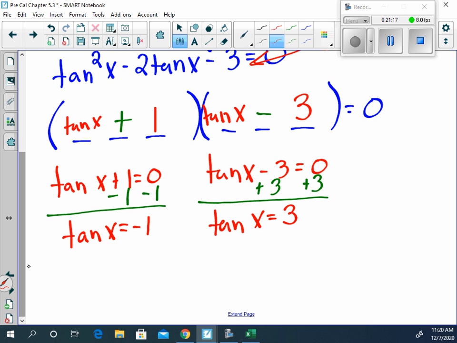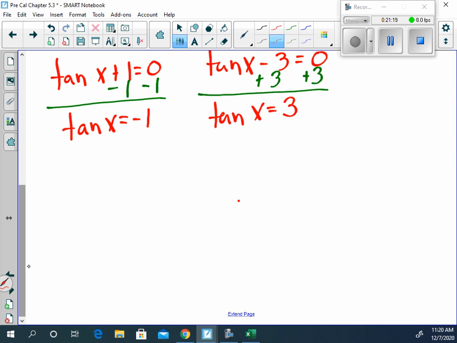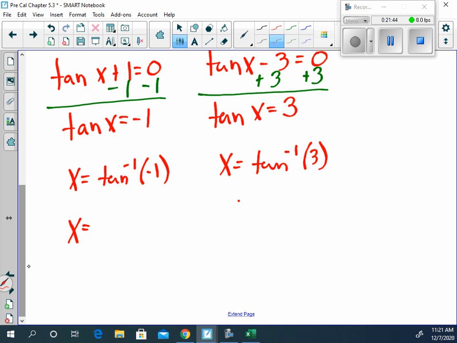Well, I can tell you right now, the unit circle is not going to tell us what value of x will make tangent equal to negative 1 or 3. So we have to use our inverses. So tangent inverse of tangent of x is just x, which is equal to tangent inverse of negative 1. And we have to do the same thing for 3. Now at this point, we can plug this into the calculator. We do tangent inverse of negative 1 in the calculator.